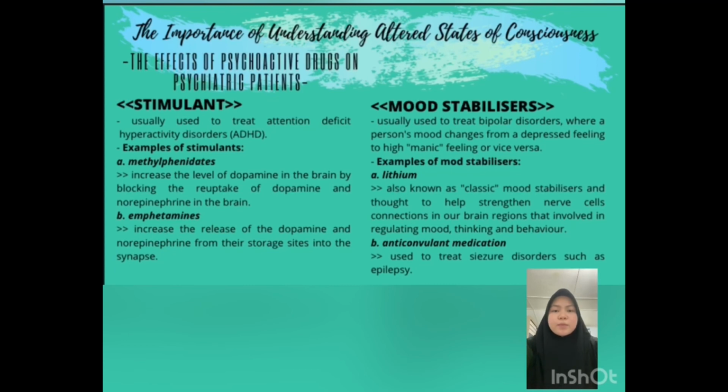Another example of a mood stabilizer that is used to treat bipolar disorder is called anticonvulsant medication. This medication was developed for the treatment of seizure disorders such as epilepsy. And for your information, these medications are usually not used for a person with liver disease, bone marrow disease, or blood cell disease.